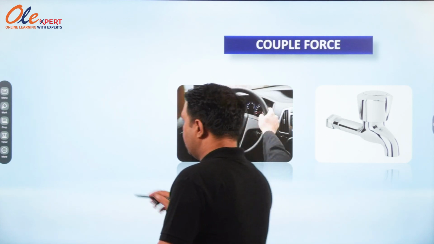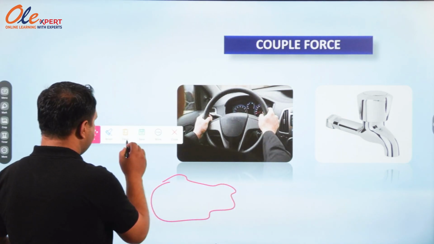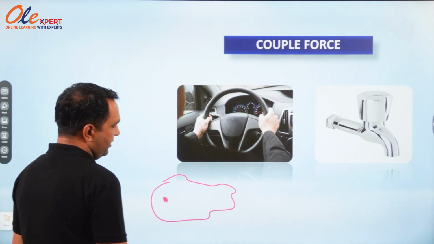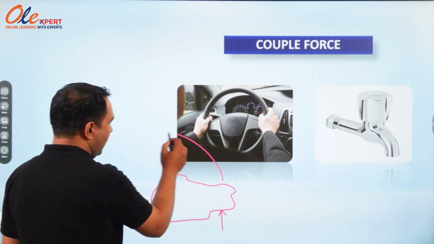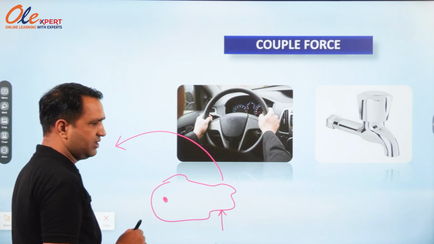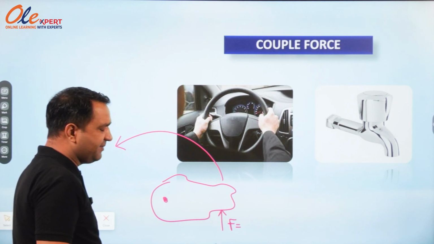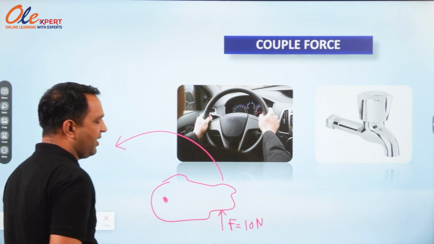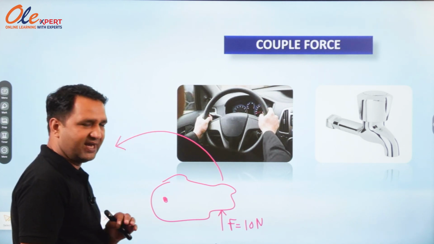Suppose that this is any body or object, and it is fixed at this particular point. Now we are applying force at this side. It will do anti-clockwise rotation, right? But this force is extremely large. It will require approximately 10 Newton. Suppose that it requires approximately 10 Newton of force to rotate this body in the anti-clockwise direction.